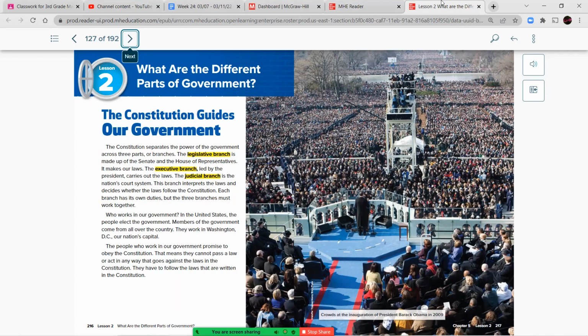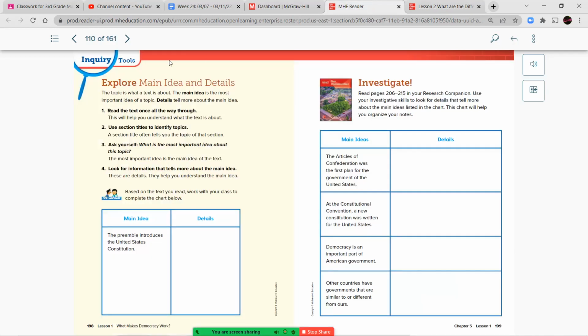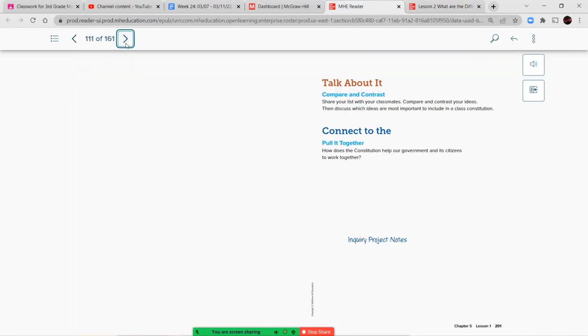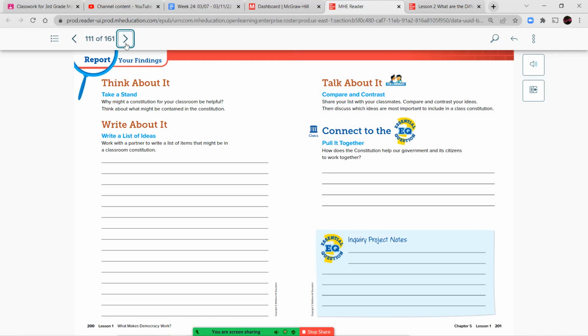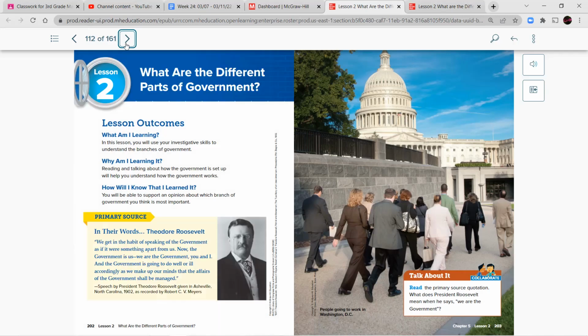Going into our next section. Over to page 200 and 201. In the Write About It section, it says work with a partner to write a list of items that might be in a classroom constitution. So think about who makes the rules, how decisions will be made, list everything and use complete sentences and add lots of details.